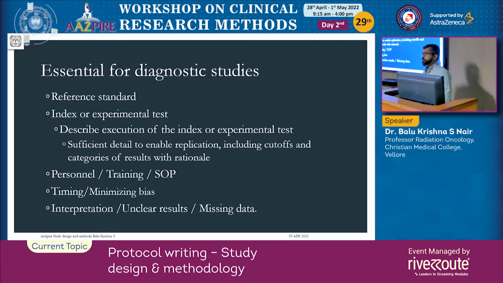Again, for a test, you should make plans for interpretation. Okay, this I will consider as positive, this I will consider as negative. What happens to unclear results? How are you going to handle that? Are you going to retest? All these have to be put up in your methodology. Anticipate the risk. That's a basic part of methodology writing.